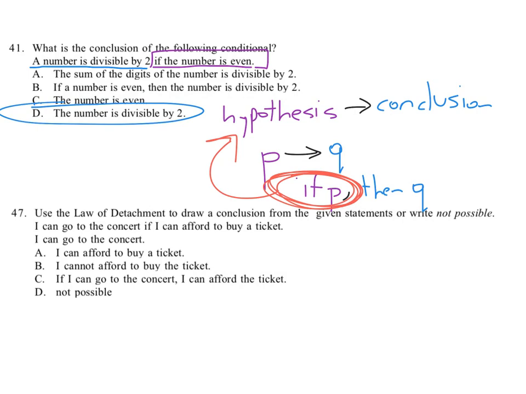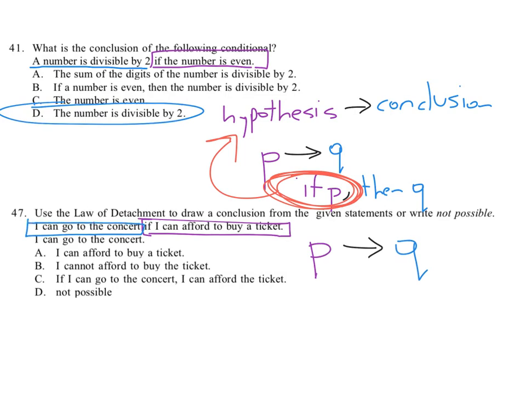Use the law of detachment to draw a conclusion from the given statement, or write not possible. So I can go to the concert if I can afford to buy a ticket. If I can afford to buy a ticket, that's the hypothesis. That's the P. If we know that's true, then we are led to the conclusion, I can go to the concert.